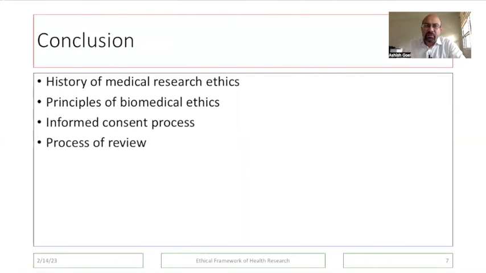Finally, to conclude this session, I would just summarize by saying that we spoke about the history of medical research ethics. We spoke of the principles of ethics, in which we talked about autonomy, beneficence, non-maleficence, and distributive justice. We talked about an informed consent process, which upholds the autonomy of participants and is a very important portion of all ethical review elements. And then we spoke about the process of scientific and ethical review.